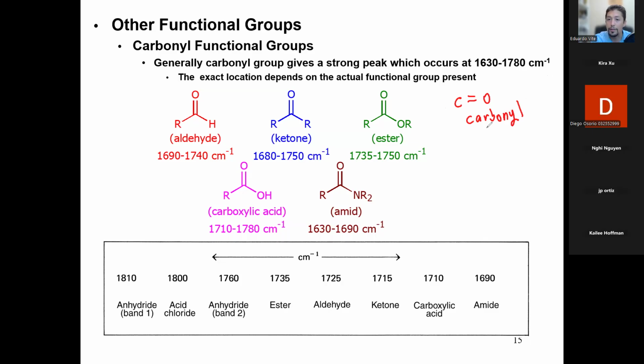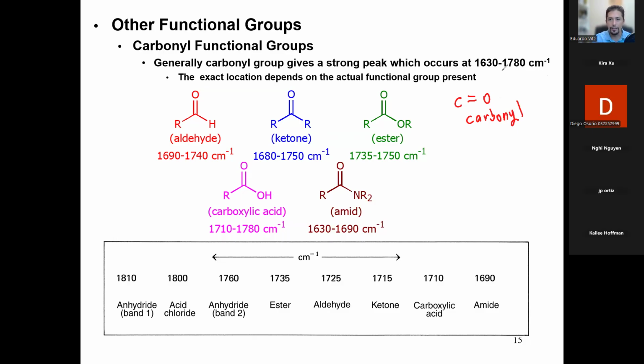This is just carbonyl. If I use the actual name, I'm talking about the whole group, the carbonyl and whatever else is attached to it. Does that make sense? Carbonyl is only for carbon double bond oxygen. If you're going to talk about a carbon double bond oxygen in IR spectroscopy and you give me the peak, you have to tell me this is a carbonyl peak.